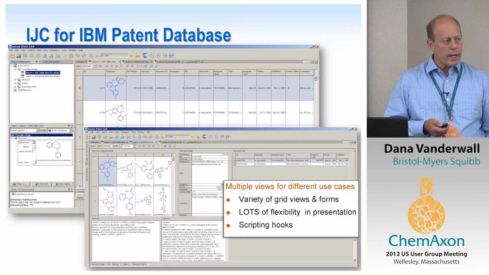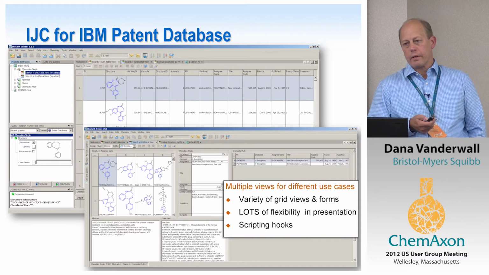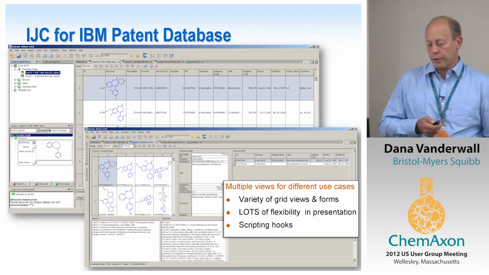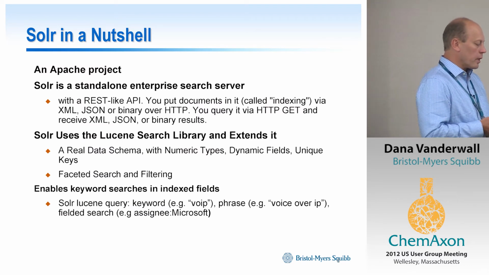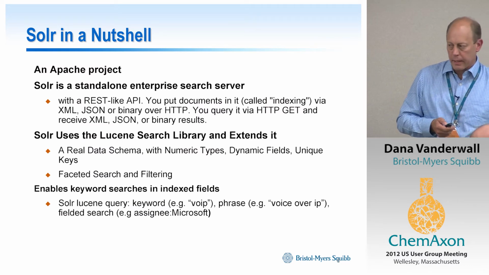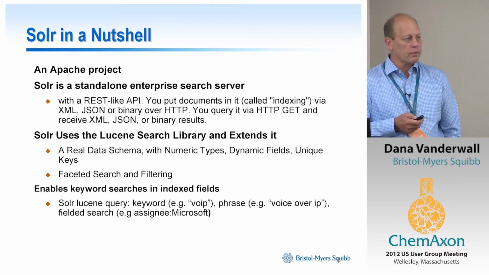So the variety of grids and views is something we've made a lot of use of. It gives us a lot of flexibility in the presentation. And then the scripting hooks that Aaron touched on are something we're really just starting to take advantage of, to leverage something else that comes along in this IBM patent data. Steve mentioned it earlier, and that's the Solr indexing technology.